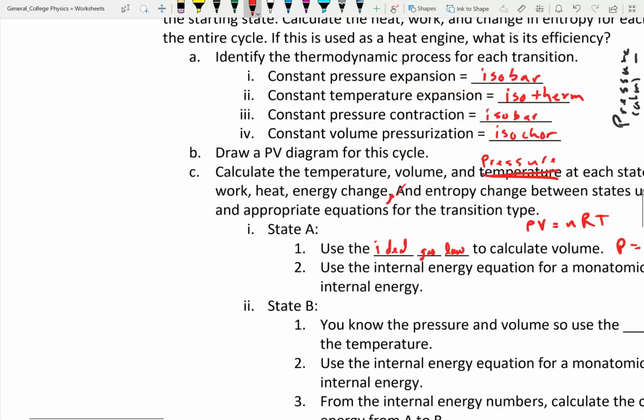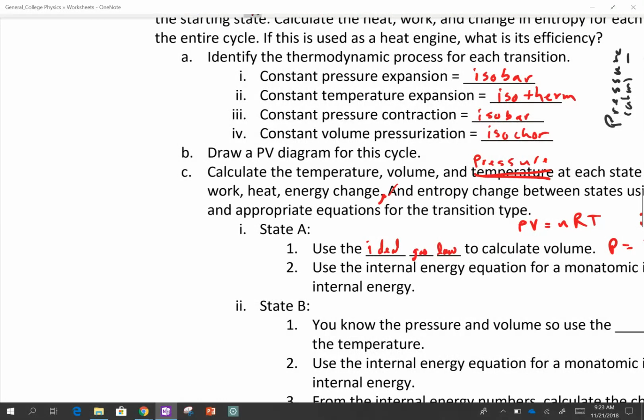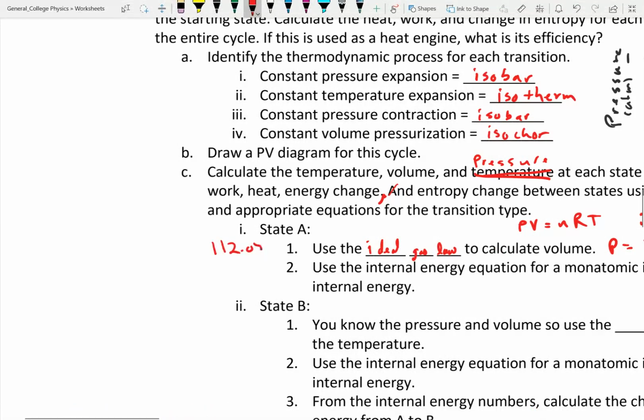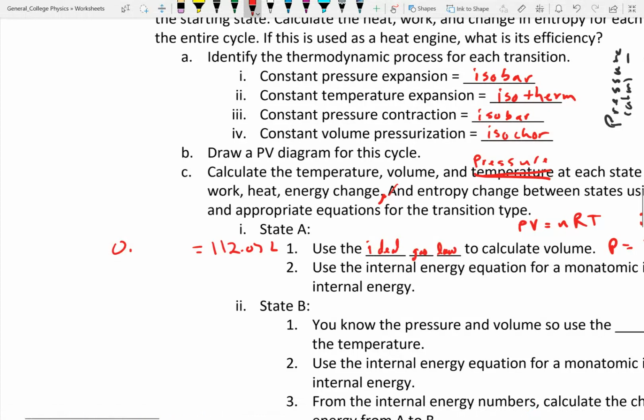And doing that calculation, I get that the initial volume is 112.07 liters, which is equal to, if you want to convert it, 0.11207 meters cubed. Right? If you're going to use the normal units, you'd have 0.11207 meters cubed.